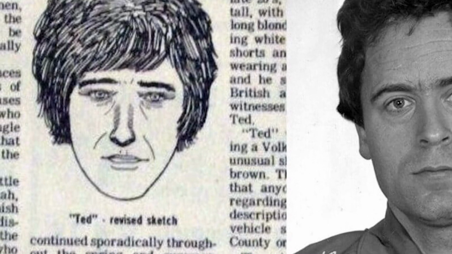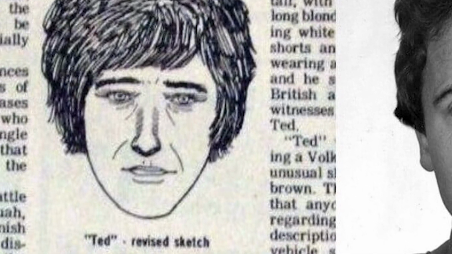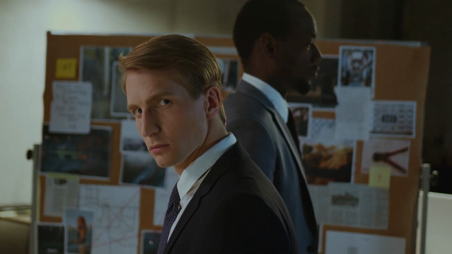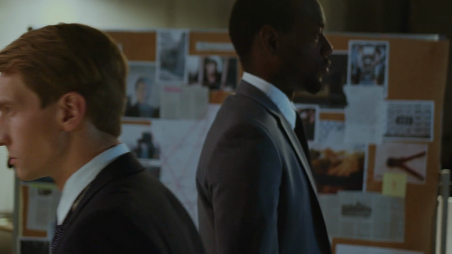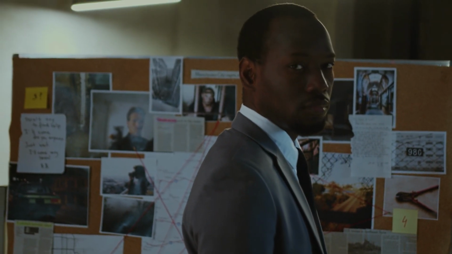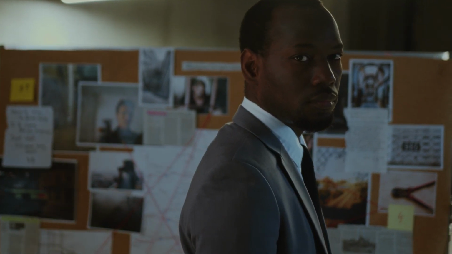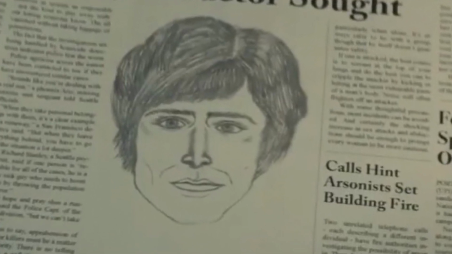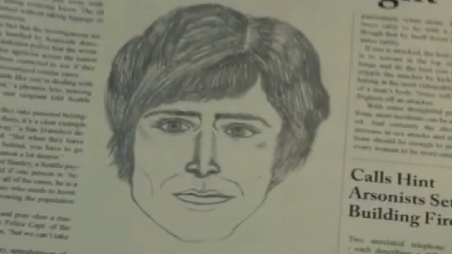Thanks to the distribution of the composite sketch, in August 1975, police stopped a suspicious Volkswagen driven by Ted Bundy. A search of the car revealed a mask, handcuffs, and other items indicating his involvement in the abductions. Bundy was arrested but managed to escape from custody in June 1977.